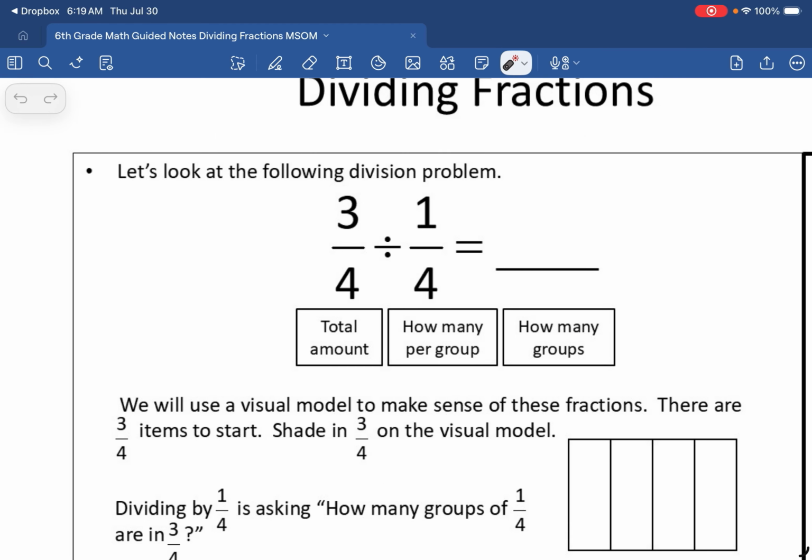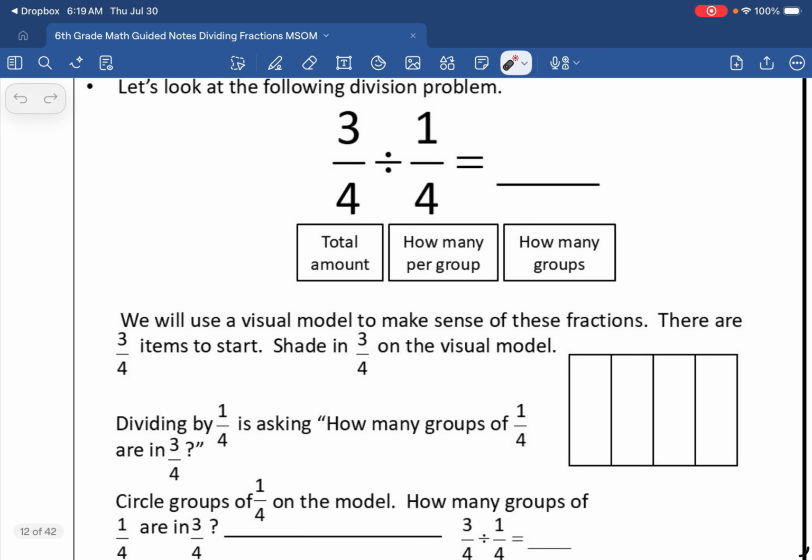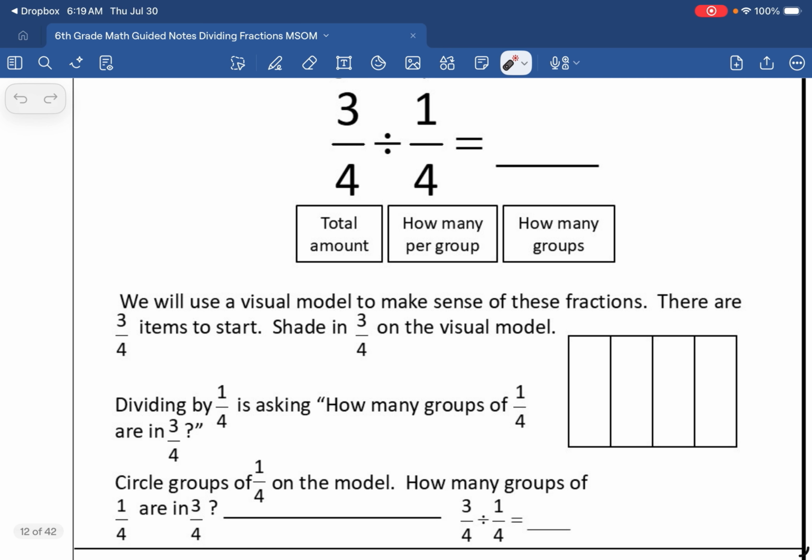Let's look at the following division problem. 3/4 divided by 1/4 equals what? So 3/4 is what we have, and 1/4 is how many per group. And our solution is how many groups. We will use a visual model to make sense of these fractions.